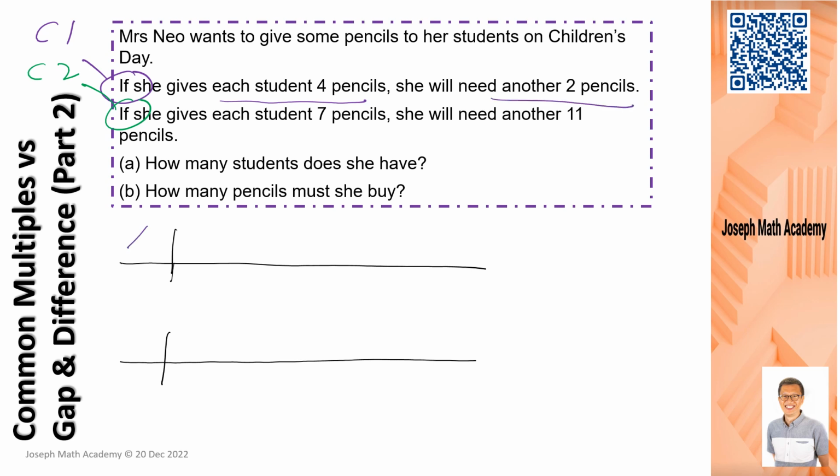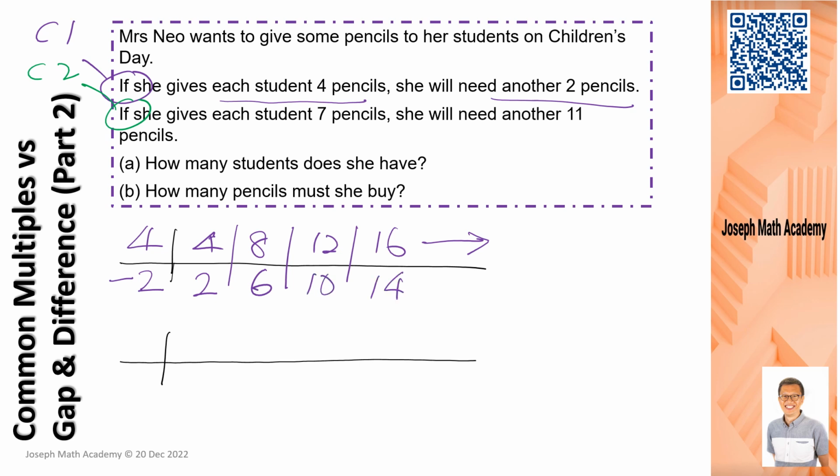So, receive 4 means it has to be a 4 times table. Okay, so 4, 8, 12, 16, and so on. Alright, now, need 2 means she is short of 2. So, we put a minus 2 there. That means the list of multiples of 4 needs to be modified. That means minus 2 for each multiple. So 4 minus 2 gives us a 2. 8 minus 2 gives us a 6. 12 minus 2 gives us a 10. And 16 minus 2 gives us a 14, and the list continues.